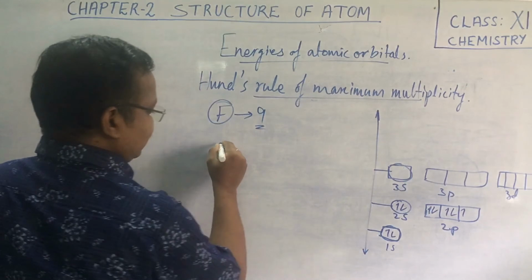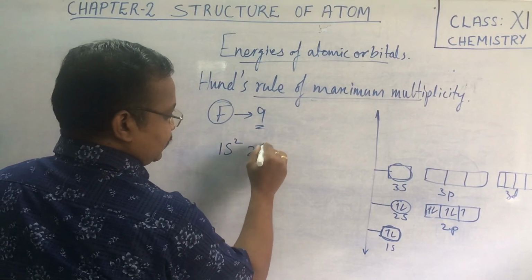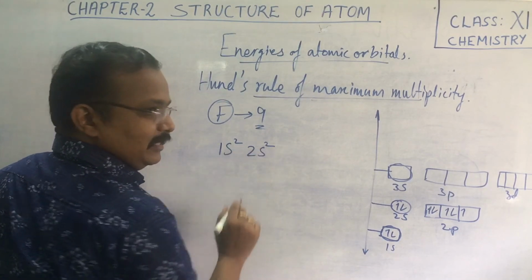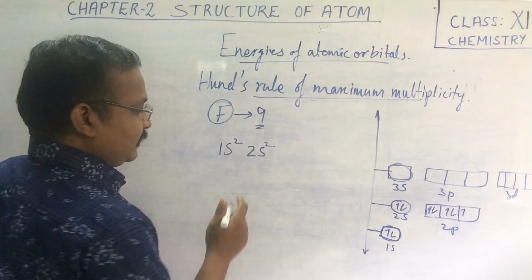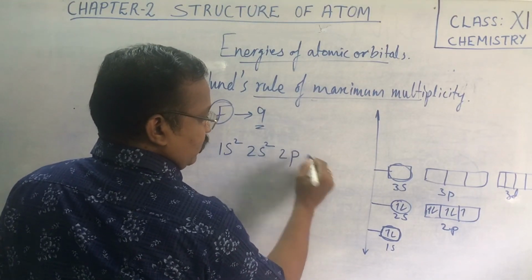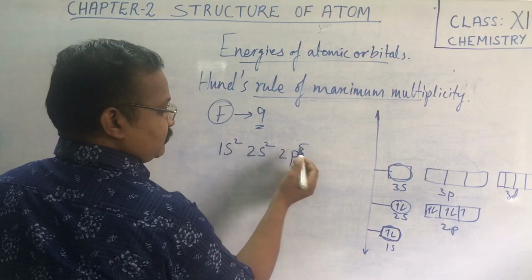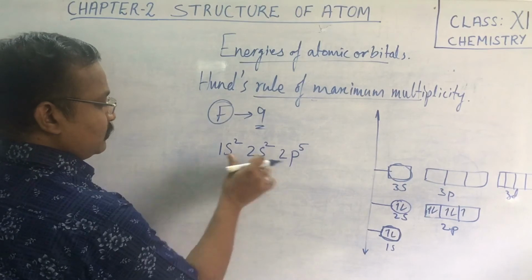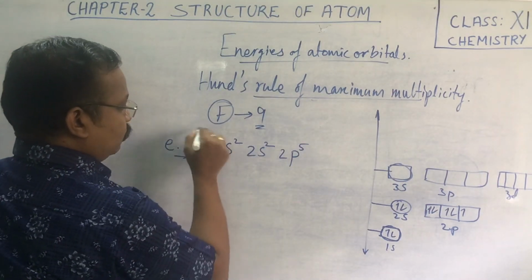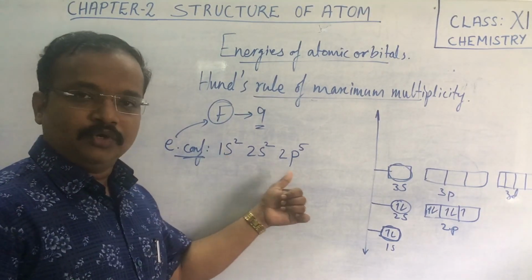So what you can write is 1s2, 2s2, then 2p. How many electrons in 2p? 2p5. Since 2 plus 2 plus 5 is 9, 9 electrons are there. So this is the electronic configuration of a fluorine atom. How to write it: 1s2, 2s2, 2p5.